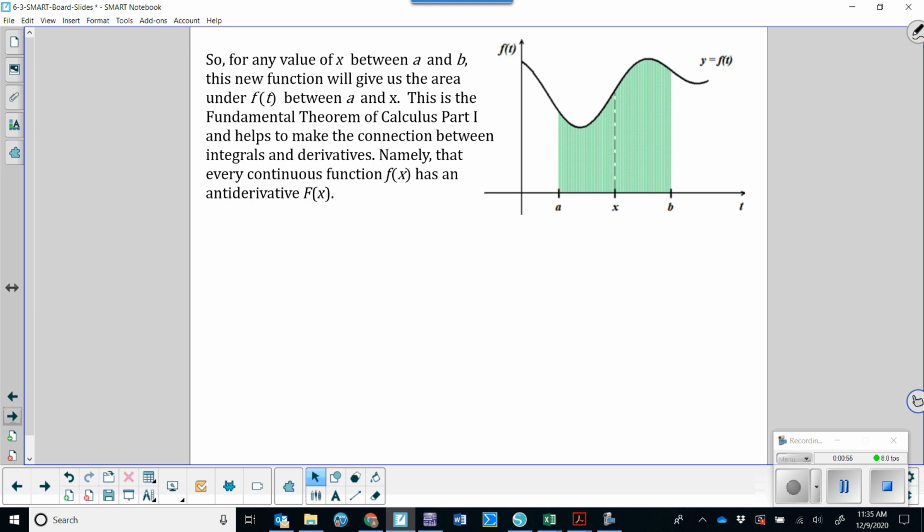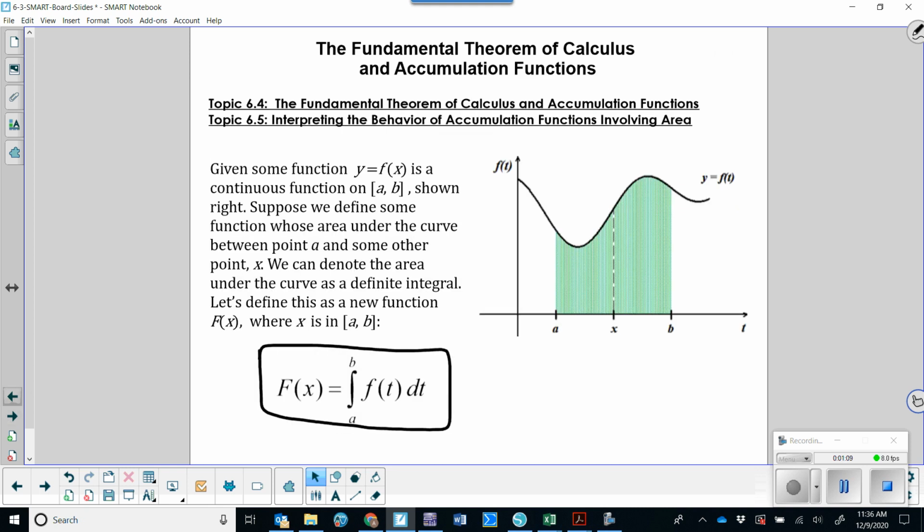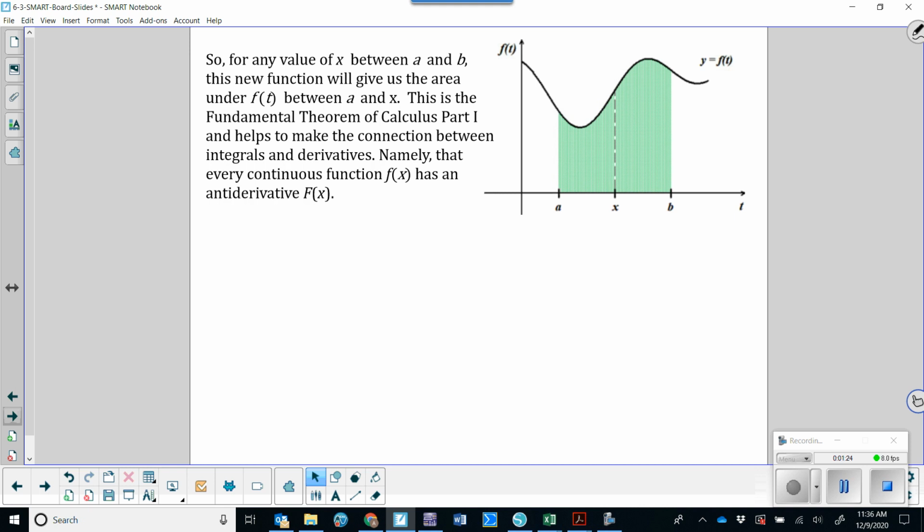So if we have any value of x anywhere in between a and b, and we integrate from a to x, sorry, that should be an x, maybe it's right on your paper, but it's not right on here. So this is an accumulation. Anytime we go in between this interval a to b and we integrate from a to x, we're going to call that the function capital F of x.